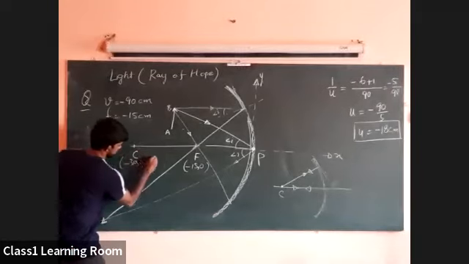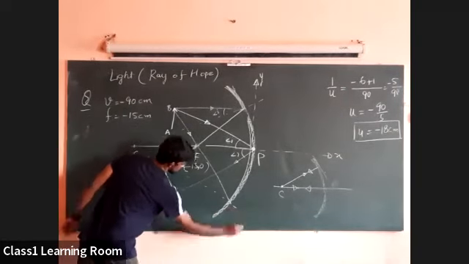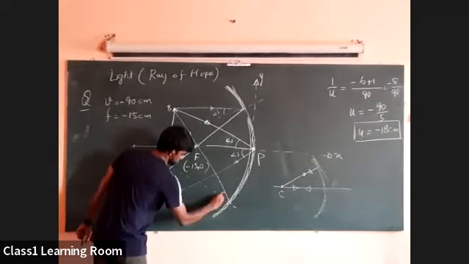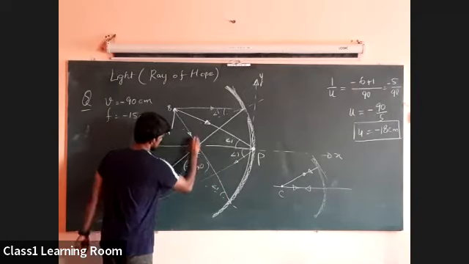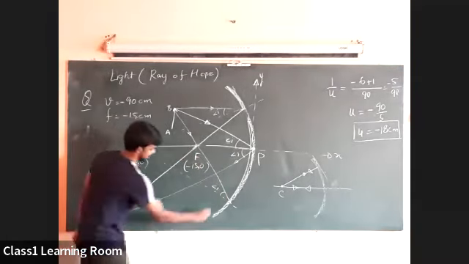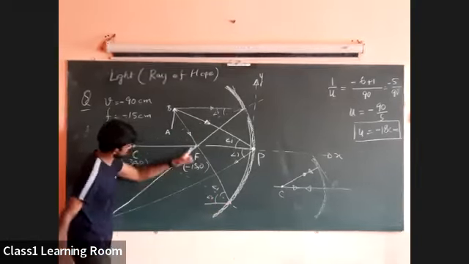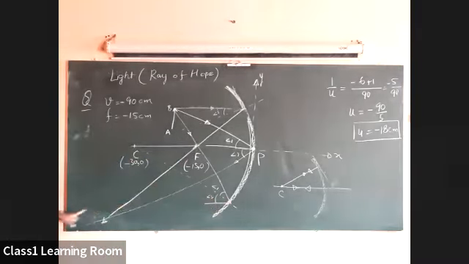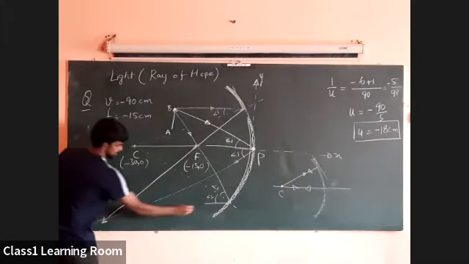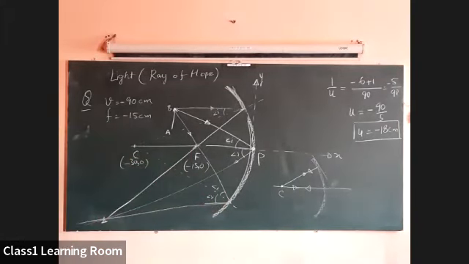Yes, the line should pass through the center of curvature. Okay, so this is the normal. So this will be angle I, and again angle R will be this. Now, because it is passing through the focus, it should go parallel to the principal axis. So when it goes parallel, it must intersect the same point.